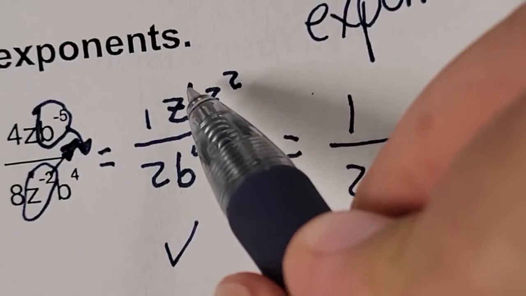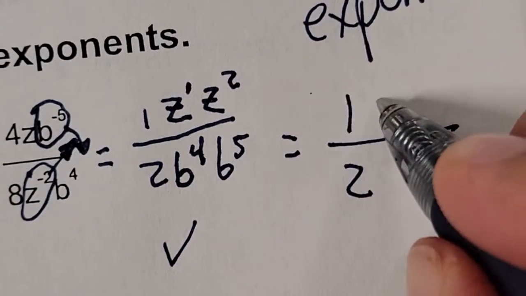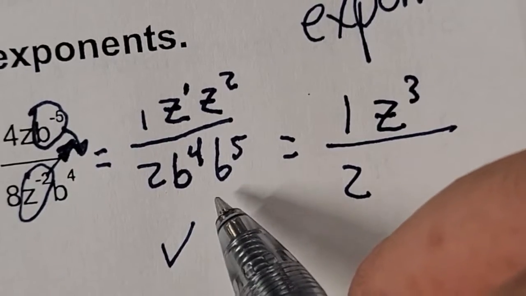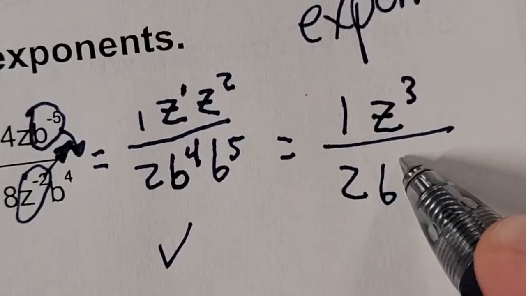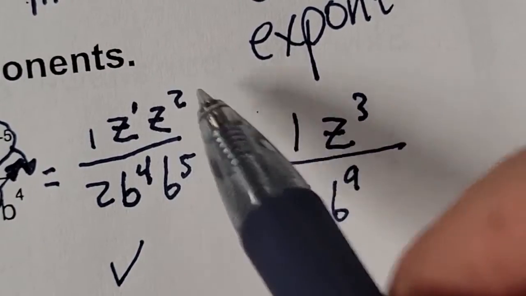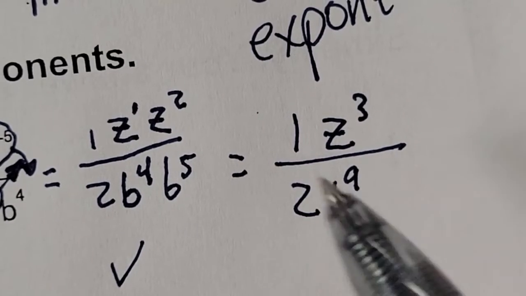The z's are next to each other, so I'm going to add them. All right, so I'm going to have z to the 3rd power. The b's are next to each other. We're going to add them. b to the 9th power. All right, you just add the exponents. 1 plus 2 is 3. 4 plus 5 is 9.